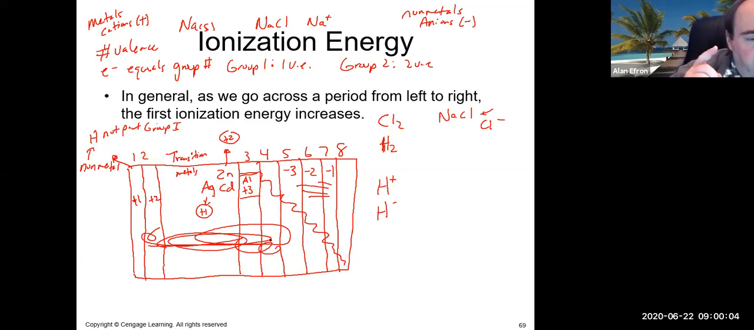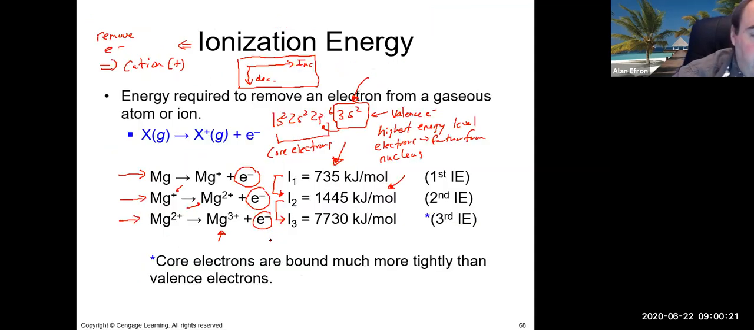So there's the first ionization energy for the first electron, second for the second electron, third ionization energy for the third electron, and so forth. But the pattern that we see in terms of first versus second versus third ionization energy is the amount of energy increases as you go from the first ionization energy to the second to the third, as we see here on this slide. As we keep trying to remove those electrons, it takes more and more energy.